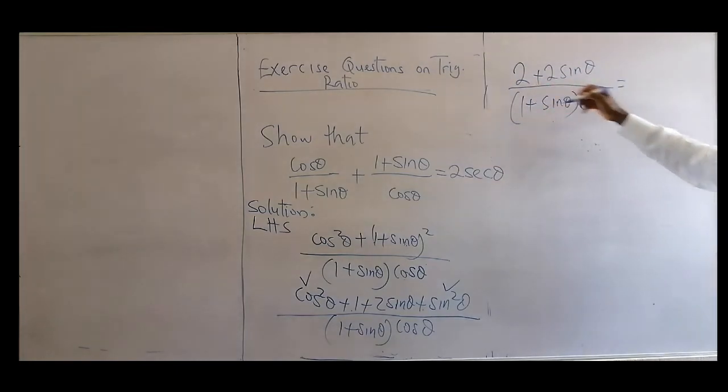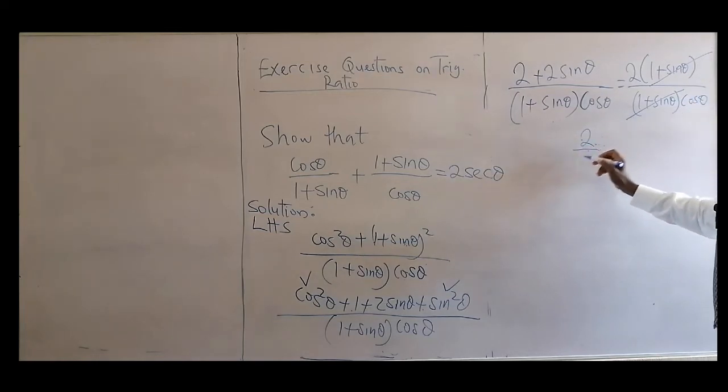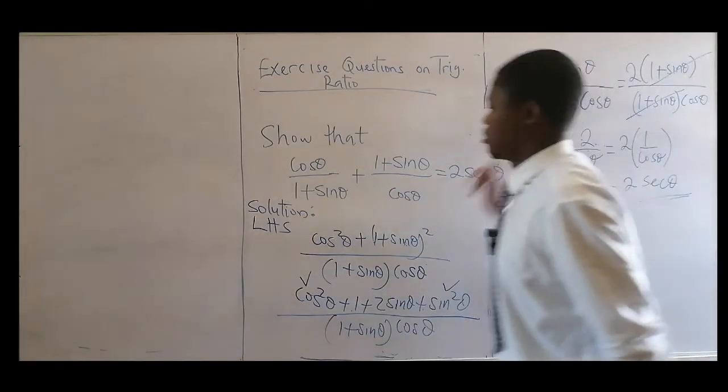Here, I can factorize, take the 2 out, and that will be equal to 1 plus sine theta over 1 plus sine theta, and then cos theta. So this one and this one cancel out, so we have 2 over cos theta. Okay, and that's 2 times 1 over cos theta. And that's 1 over cos is sec, so that's 2 sec theta. And that's what we are told to do. Done.